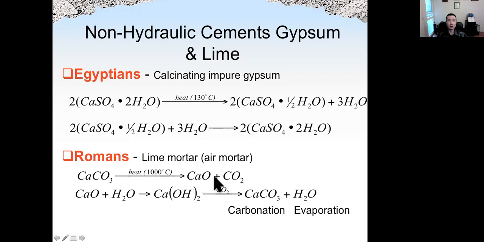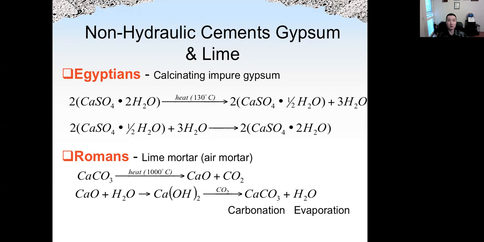Calcium oxide is ground into powder form, again mixed with water, and we have calcium hydroxide. The calcium hydroxide will react with CO2 coming from the air. It becomes limestone again, becomes calcium carbonate again, and also some water will be evaporated. Calcium carbonate limestone will be stronger compared to the gypsum, so the Roman concrete is stronger compared to the concrete used by ancient Egyptians.